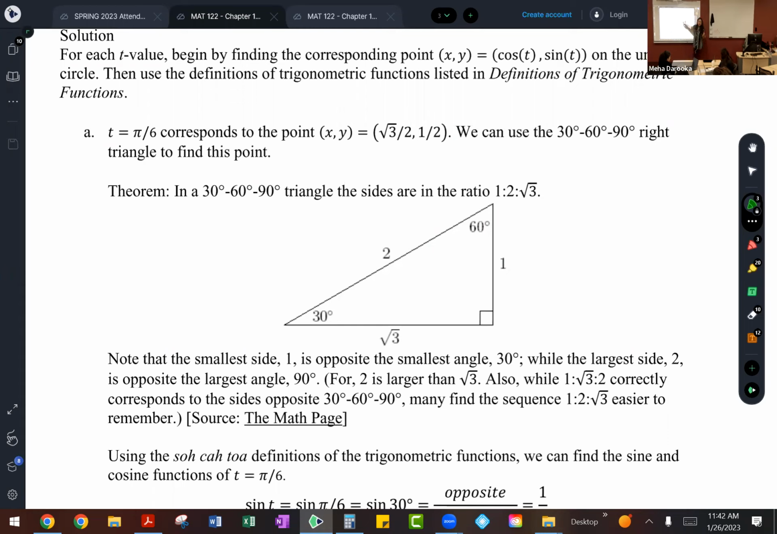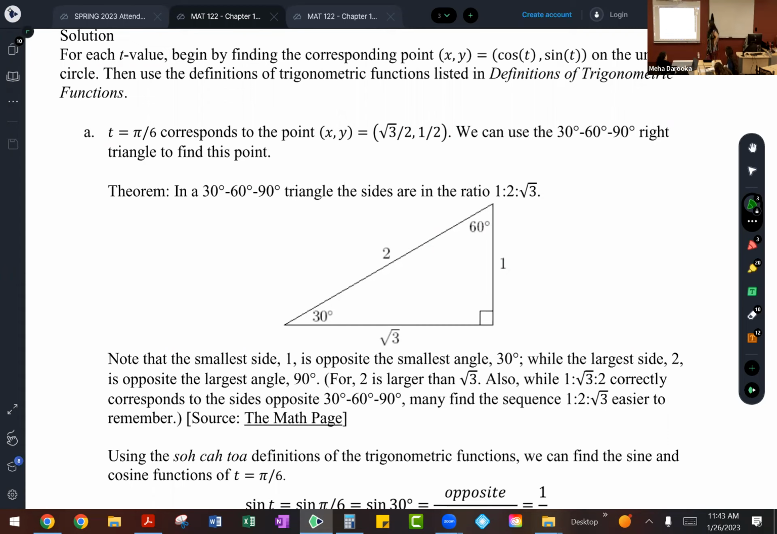And square root of 3 is approximately what? What's the decimal approximation for square root of 3? Yeah, it's actually about 1.7. So even though you may think it's 3, it's actually square root of 3, which makes it a number smaller than 2. So that's why that guy goes across from the middle angle. The smallest measurement goes across from the smallest angle. The largest measurement goes across from the largest angle. And then, of course, the middle one will go with the angle which is in the middle.